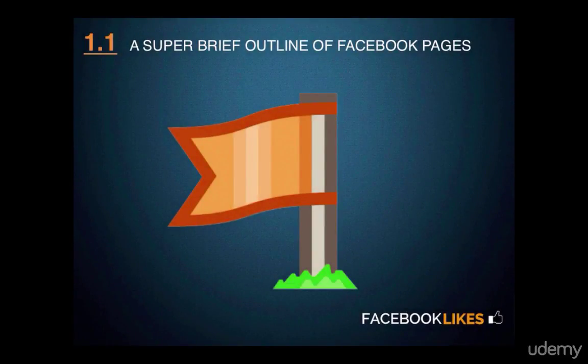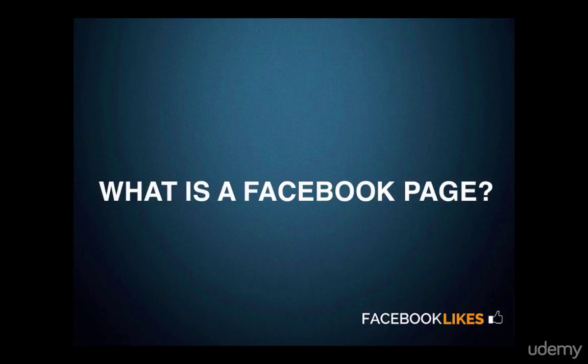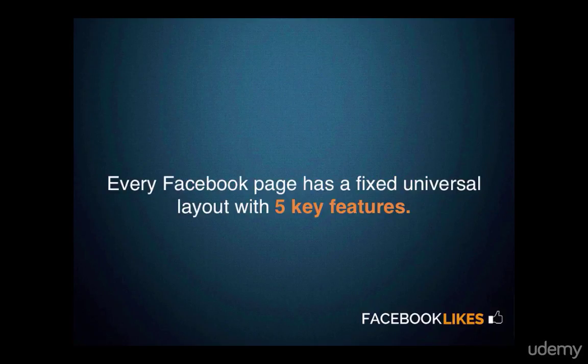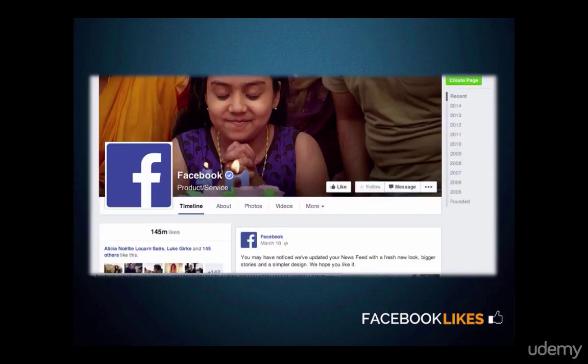Okay, let's get started. 1.1, a super brief outline of Facebook pages. If you already have an understanding of Facebook pages, just skip on to 1.2. If not, stay with me here and we'll quickly go through what is a Facebook page. A Facebook page is a representation of your business, organization, or brand on Facebook.com. Every Facebook page has a fixed universal layout that Facebook have decided to use that has 5 key features that are critical to your success.